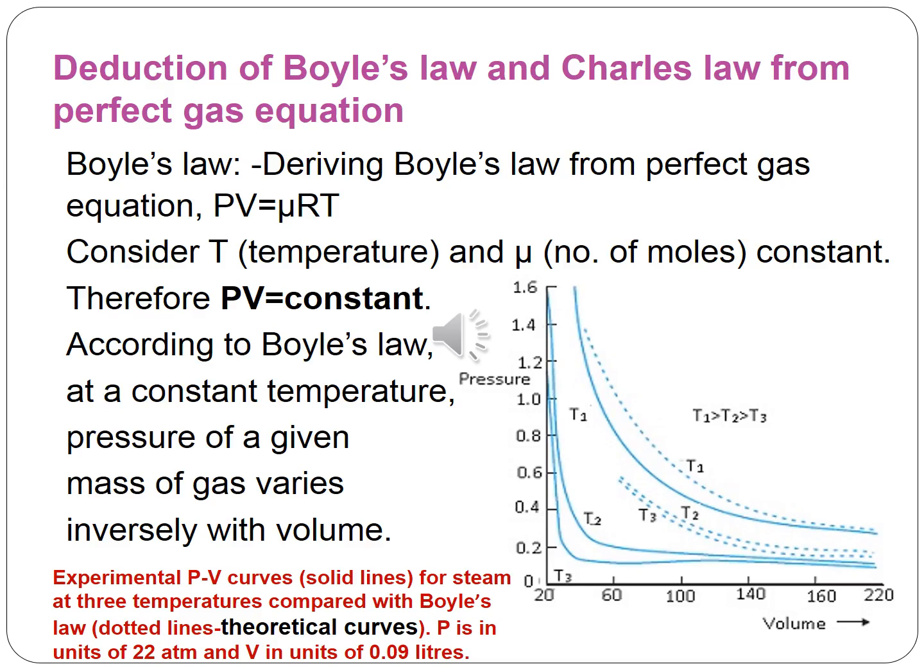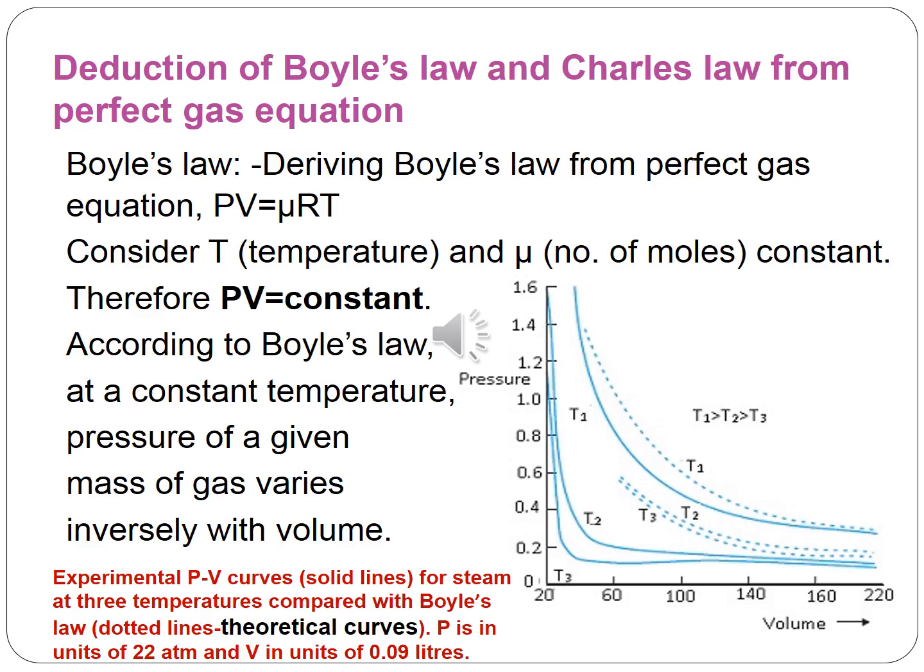Here, we have to derive Boyle's law from the perfect gas equation, which is PV is equal to nRT, by considering the temperature T and n, which is the number of moles present in the given gas, constant. Therefore, the expression becomes PV is equal to constant, which is the mathematical form of Boyle's law.